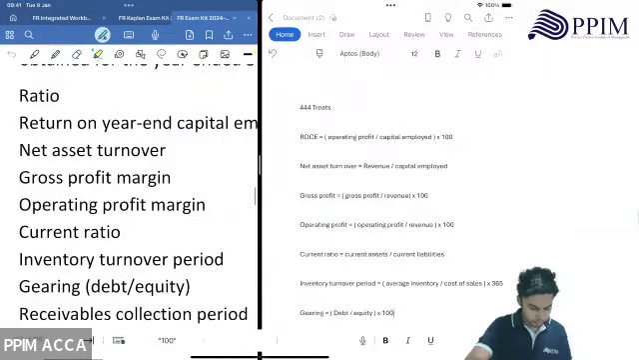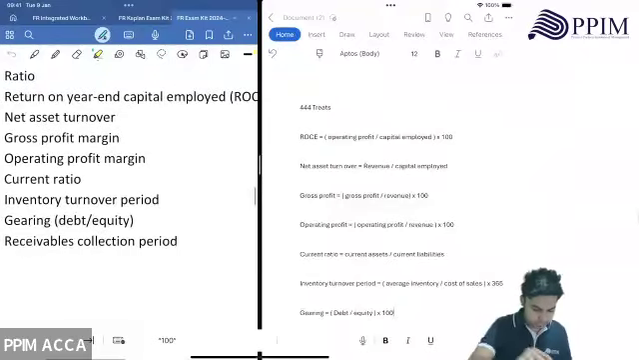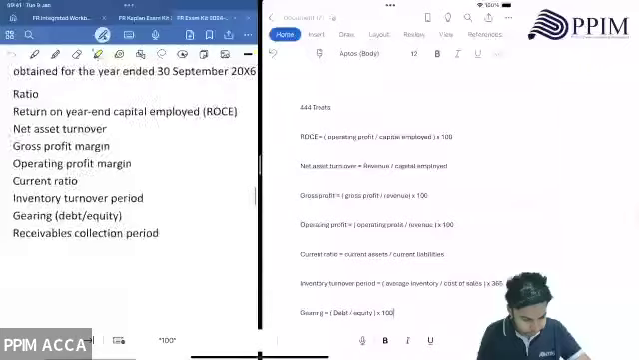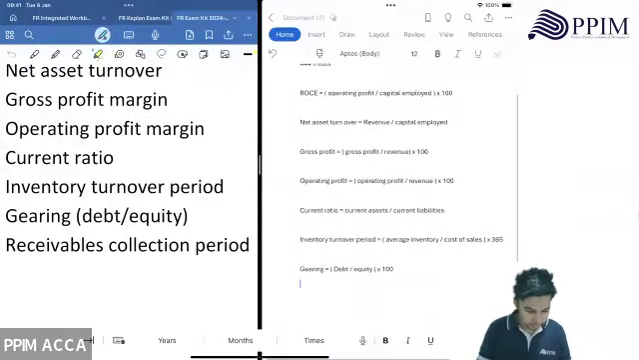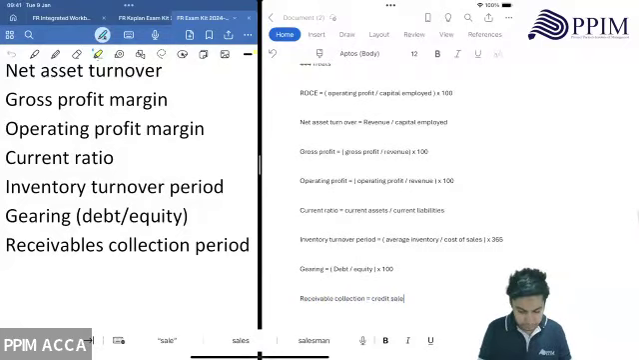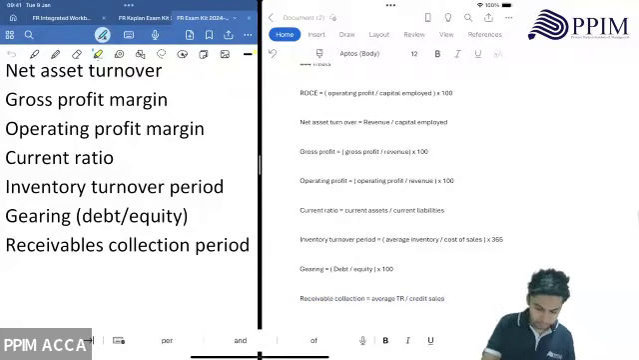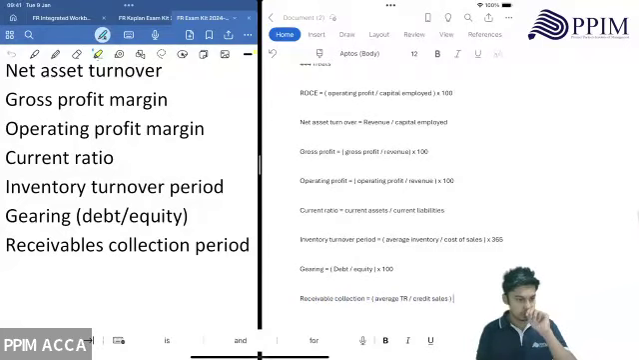Then the next part, they have receivable collection period. Normally what's the equation that we have? The equation is going to be credit sales over what? No, receivable collection wrong. Average receivables divided by credit sales into 365. These are the equations.